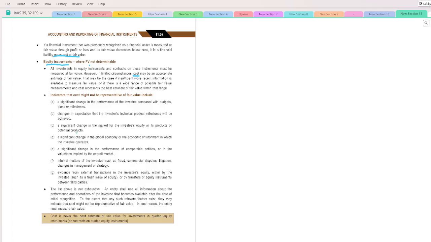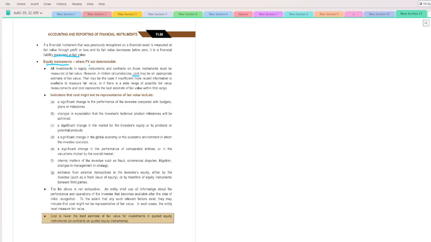And this is like theoretical one, so it indicated that the cost might not be a good representative where there is a lot of changes happening in the company or in the market relating to the company. So: significant change in the performance of the investee, change in the expectation that the investee's technical product milestone will be achieved, significant change in the market for the investee's equity, significant change in the global economy which is impacting the investee, significant change in the performance of comparable entities, internal matters, then the evidence from external transactions. The list above is not exhaustive.